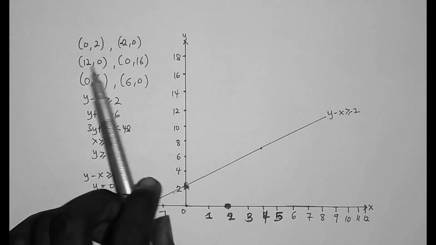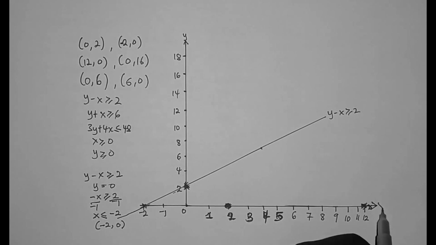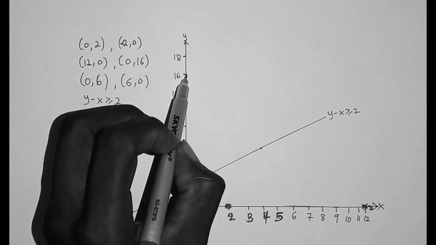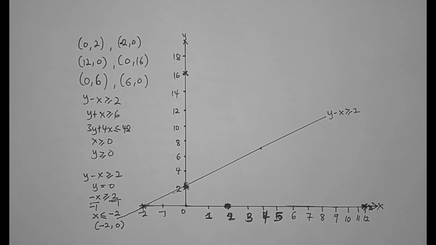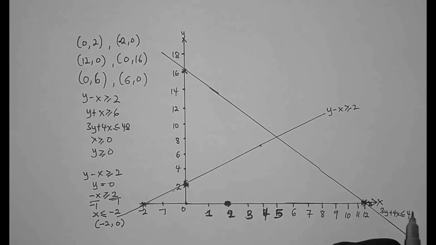And let's plot this point 12, 0 and 0, 16. So 12, 0 is this point. Let me extend the x-axis a bit. So here is the x-axis. And then 0, 16 is also this point. So let's join the two points together to form a straight line. So let's write the equation of the line, which is 3y plus 4x is less than or equal to 48.